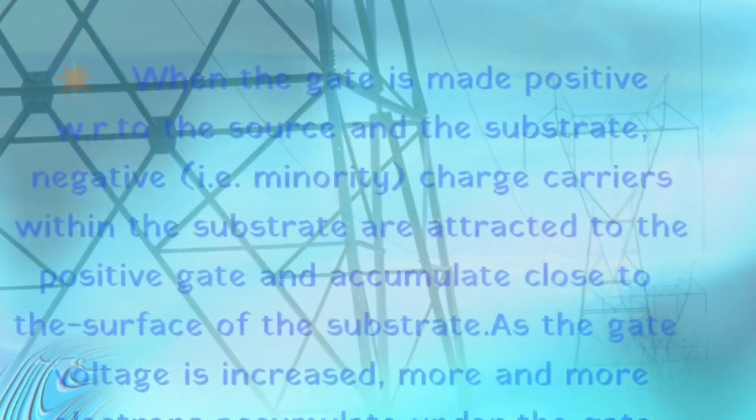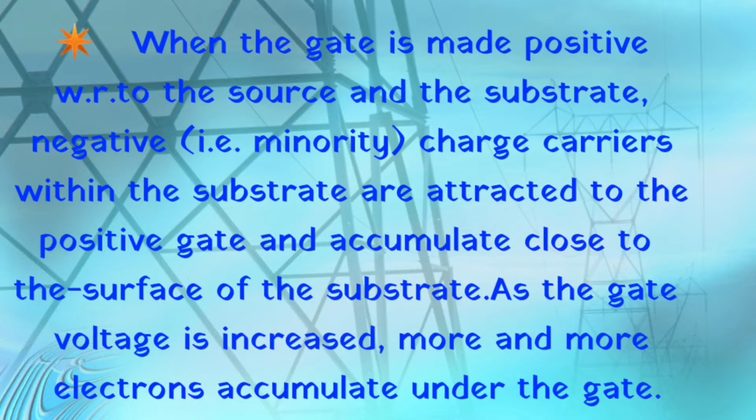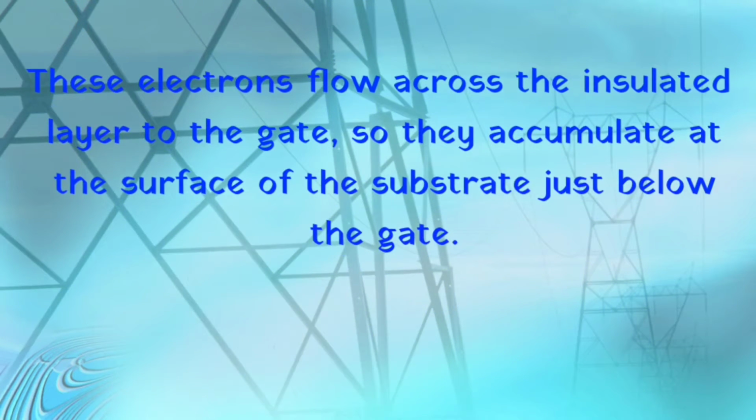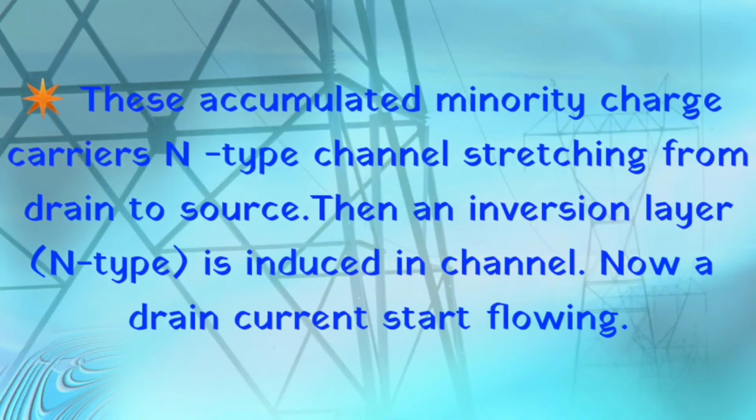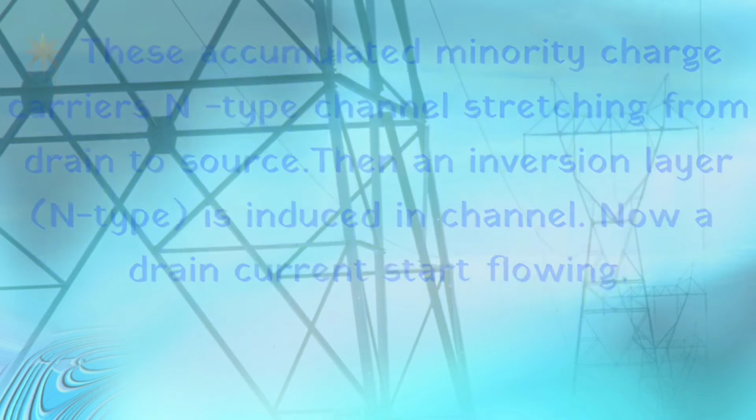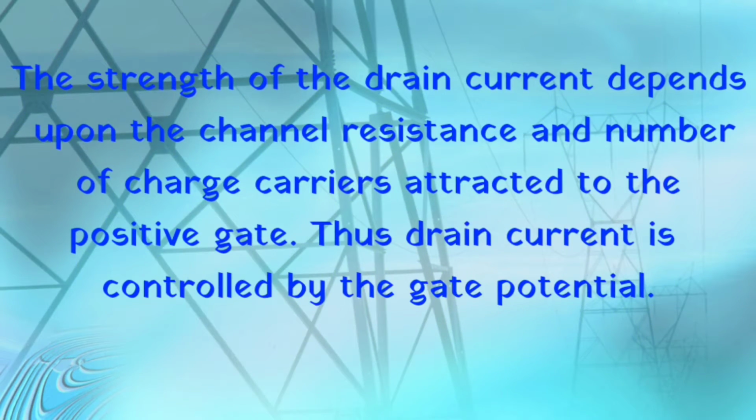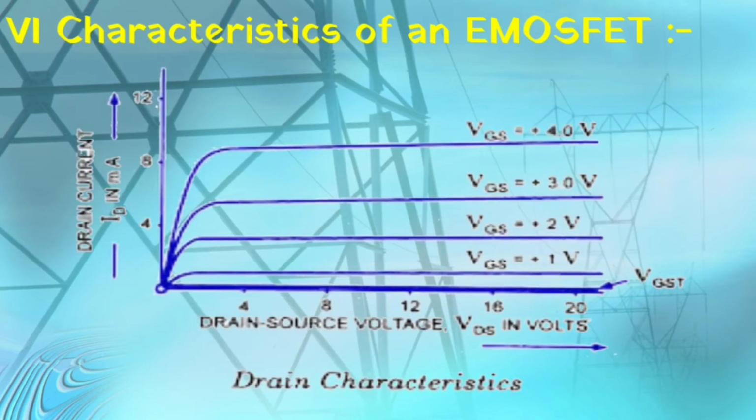When gate is made positive with respect to source and substrate, negative charge carriers within the substrate are attracted to the positive gate and will accumulate close to the surface of the substrate. This accumulated minority charge carriers form an N-type channel from drain to source. Then an inversion layer will be induced on the channel and drain current will start flowing, and this drain current is controlled by the gate potential. Now we will see the VI characteristics of E type MOSFET.